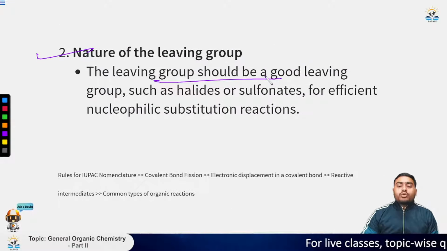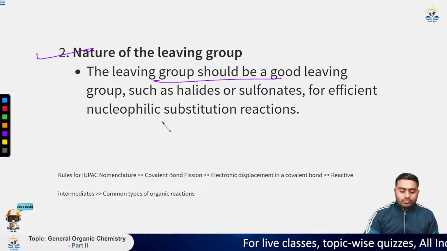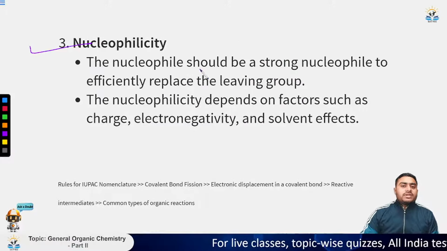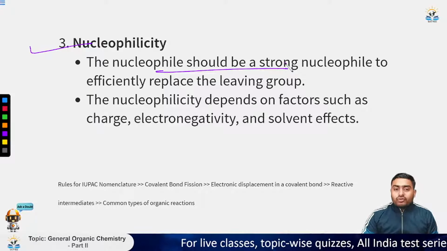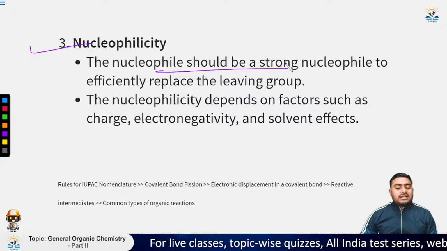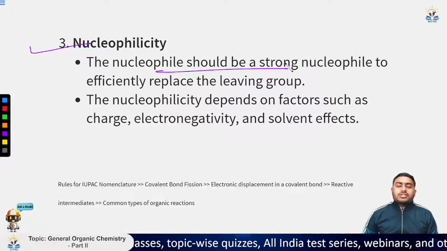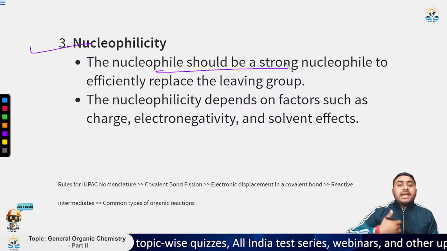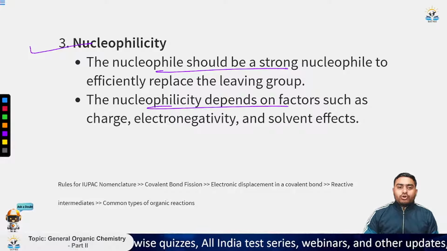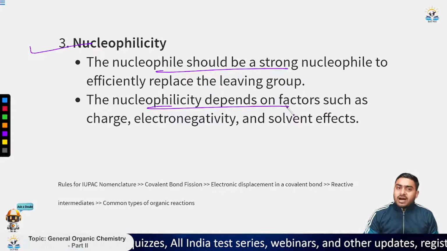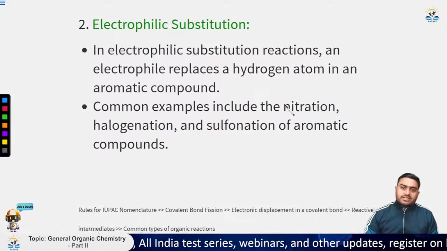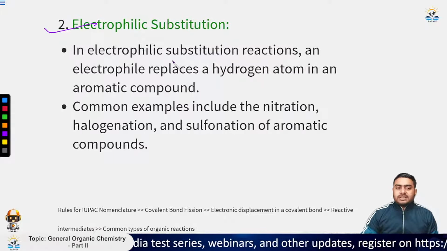The leaving group should be a good leaving group such as halides or sulfonates for efficient nucleophilic substitution reactions. Nucleophilicity: the nucleophile should be a strong nucleophile to efficiently replace the leaving group. If the attacking nucleophile is not strong, the reaction may not take place. Okay, and the nucleophilicity depends on factors such as charge, electronegativity and solvent effects. Okay, next, electrophilic substitution.